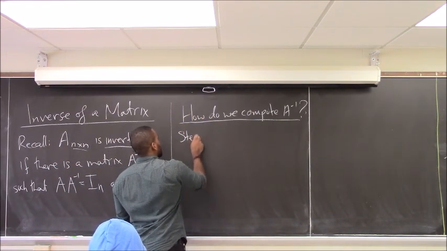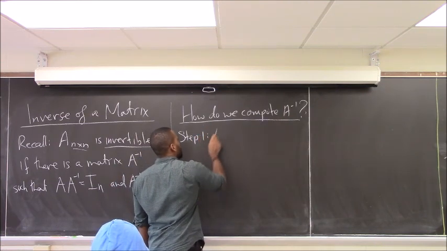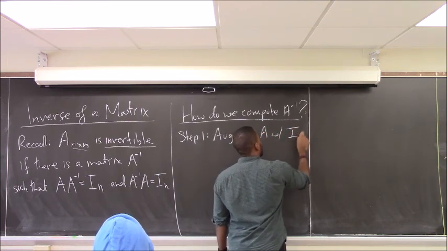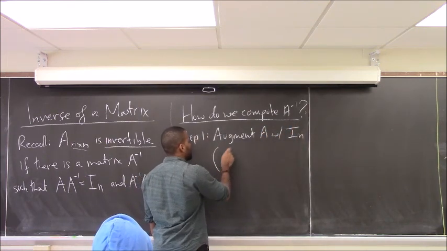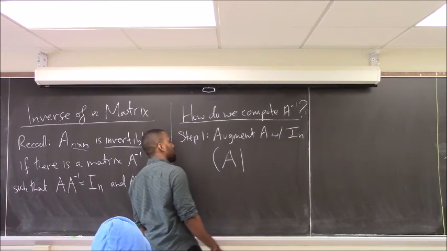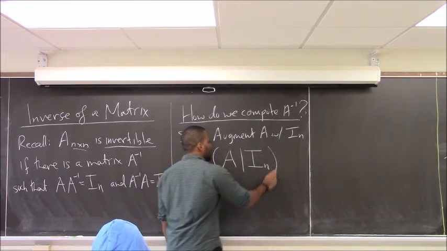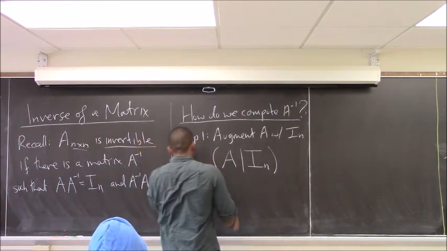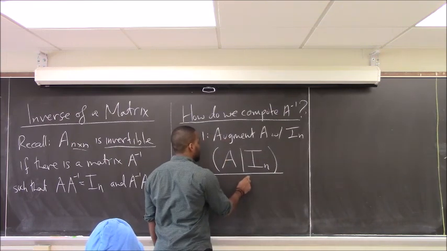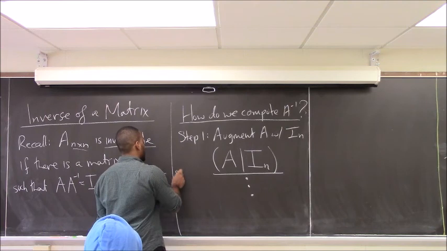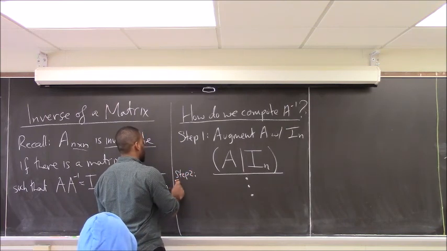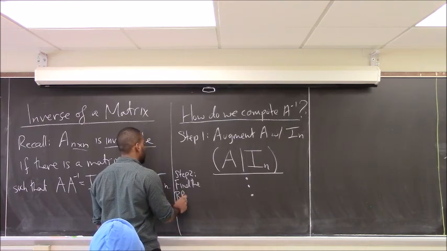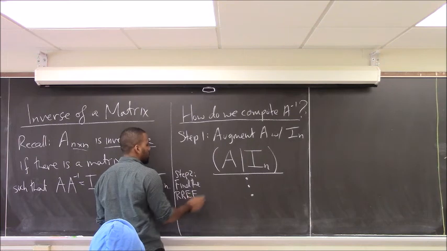Step 1. You are going to augment with the identity. So this means you're going to create a matrix where you put your A on the left side, and you put the appropriately sized identity matrix on the right. You're then going to start doing row operations. I'm going to count that as step 2. Not just any row operations, you're going to go all the way to the reduced row echelon form. Find the reduced row echelon form. So that's what you're doing here.